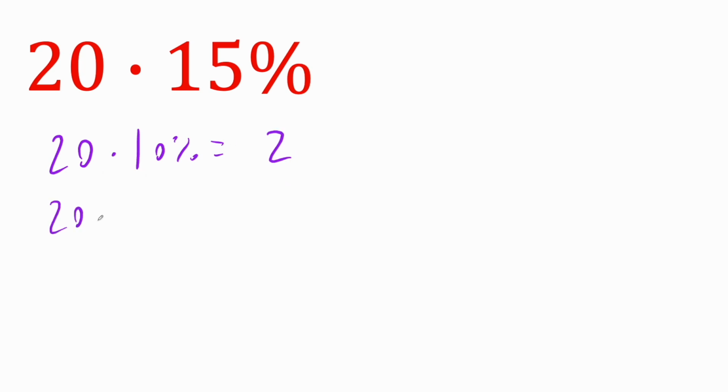Now, we got to know, if we go ahead and multiply by 5%, half of 10%, it's going to be half. So it's going to be 1. And so 15% is going to be 10% plus 5%, and so we get 3. So our final answer is 3. And if you want to verify, type 20 times 0.15 and you're going to get 3.